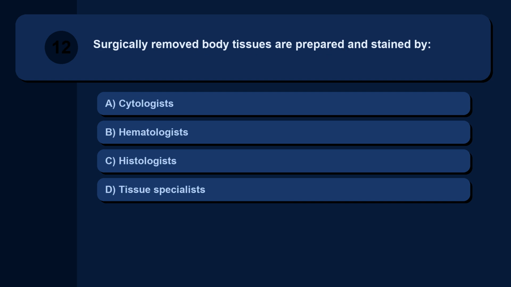Question 12. Surgically removed body tissues are prepared and stained by cytologists, hematologists, histologists, tissue specialists. Histologists prepare and stain surgically removed tissue sections for microscopic examination by pathologists.